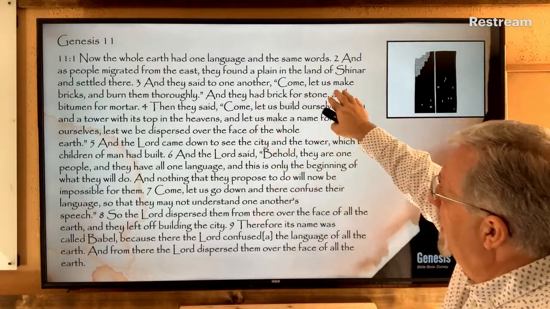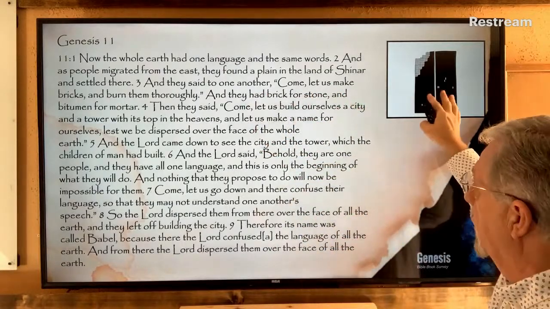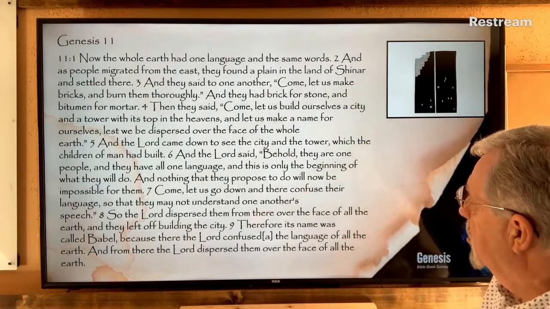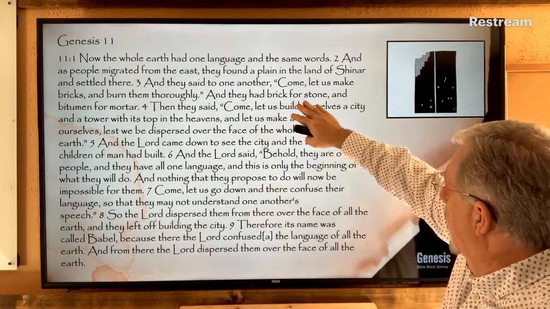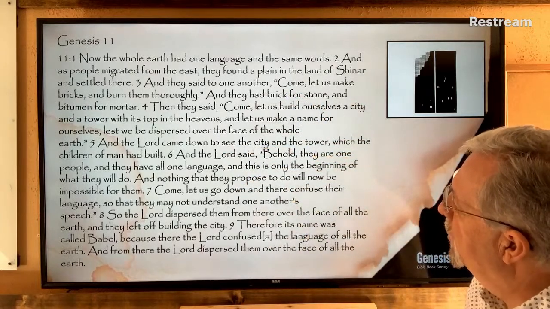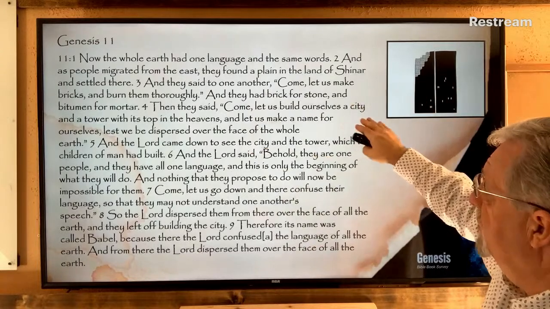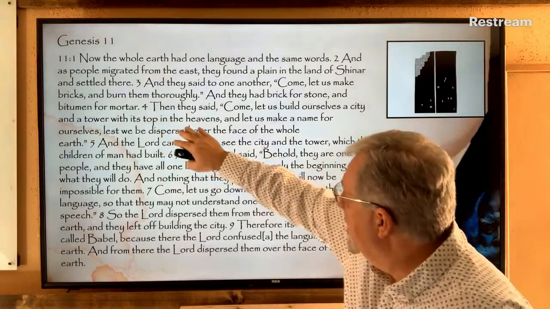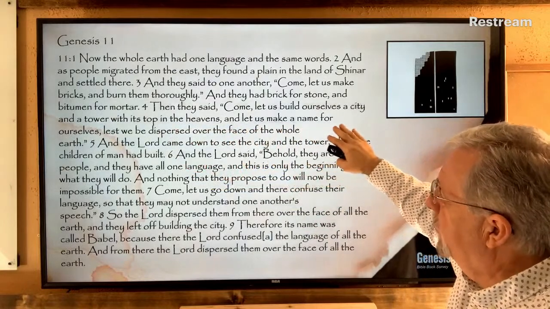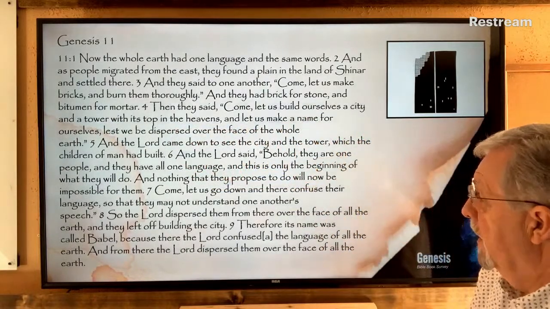And they said, well, let's make these bricks and burn them thoroughly. So they're going to be able to make this foundation and build this structure. And they had brick for stone and bitumen for mortar. And they said, come, let us build ourselves a city and a tower with its top in the heavens, and let us make a name for ourselves, lest we be dispersed over the face of the whole earth. That's our memory verse, but it's key.